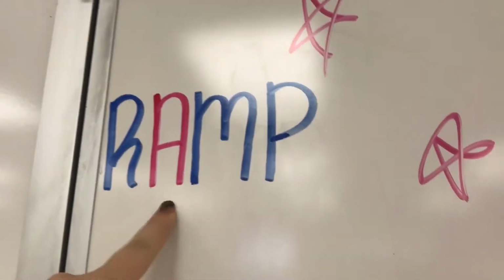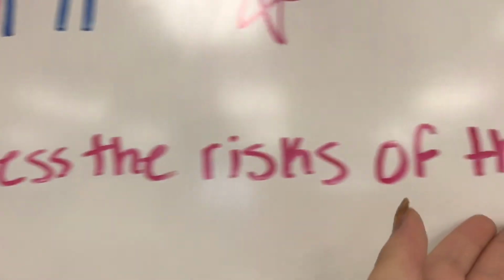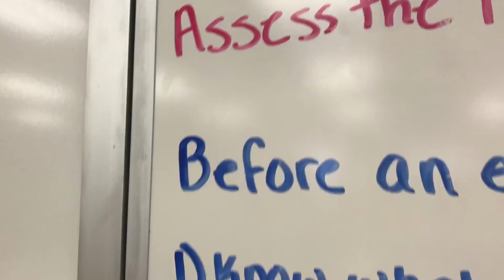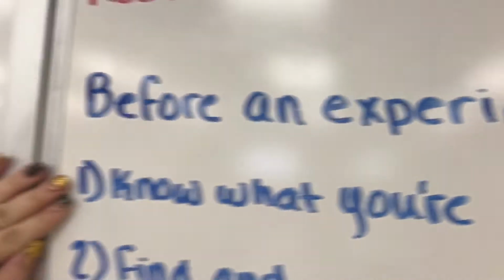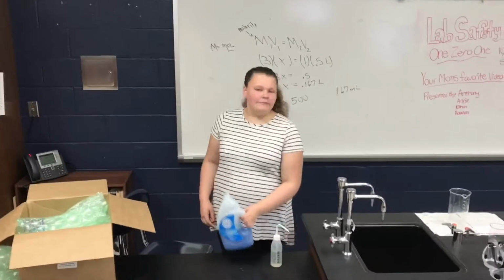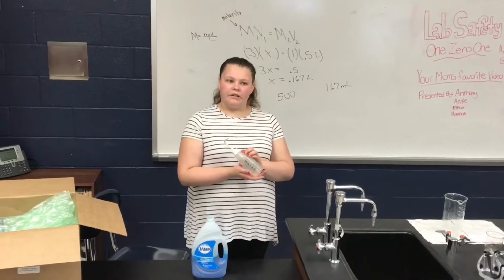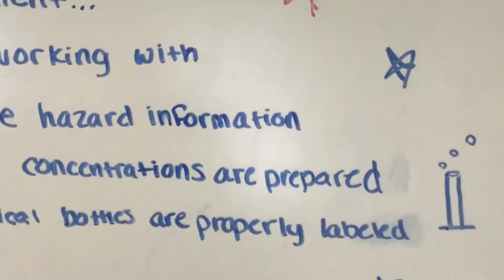Now we are going to discuss the A of RAMP. A stands for Assess the Risks of the Hazards. Before an experiment, you should know what you're working with. Today we'll be working with Dawn dish soap. We'll also be working with water. You should also find and evaluate hazard information.